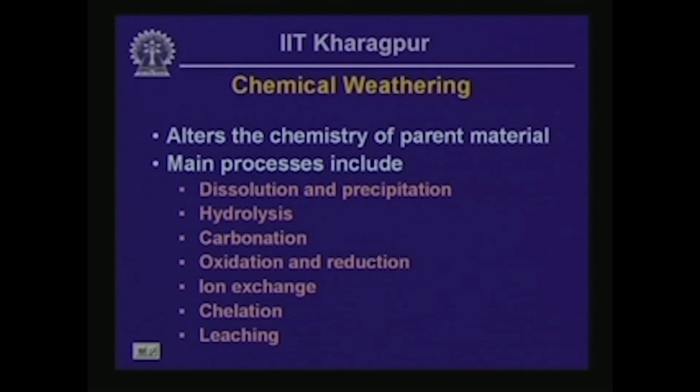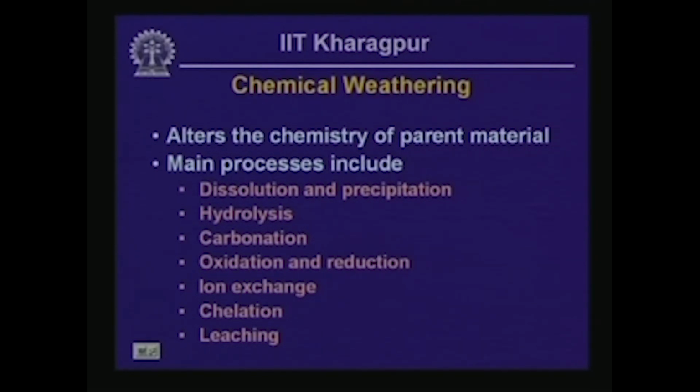Now we can get into the other major agent of weathering, which is chemical weathering. What happens in this case is an alteration of the chemistry of the parent material.